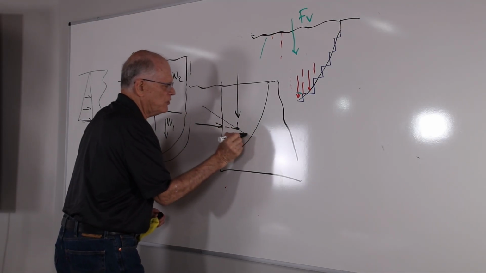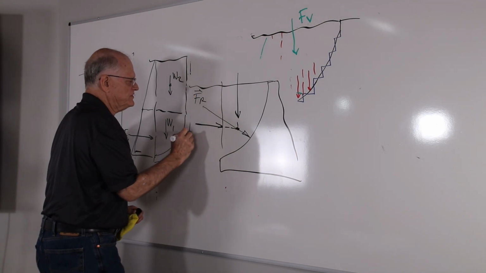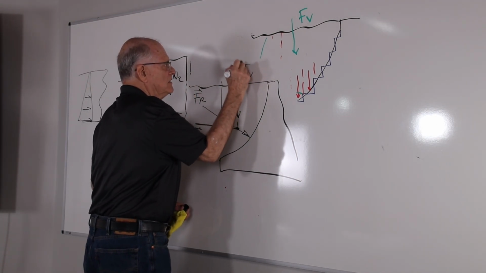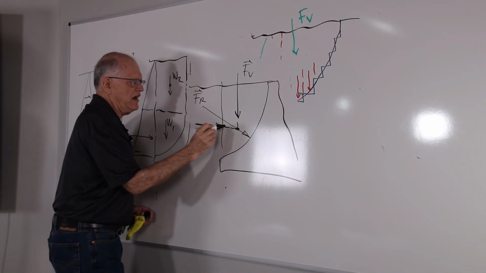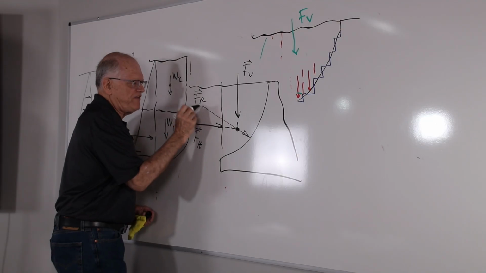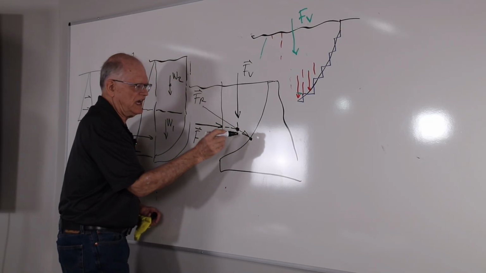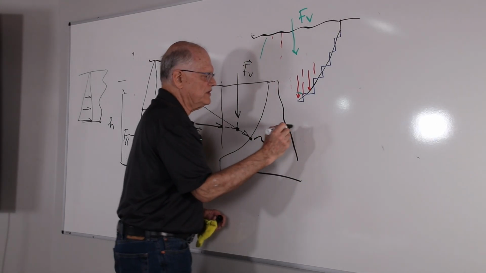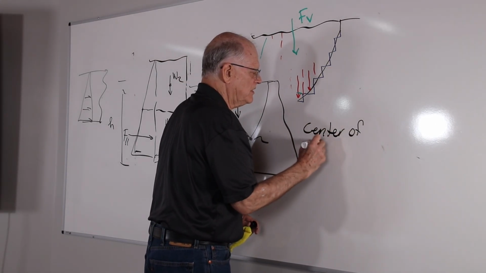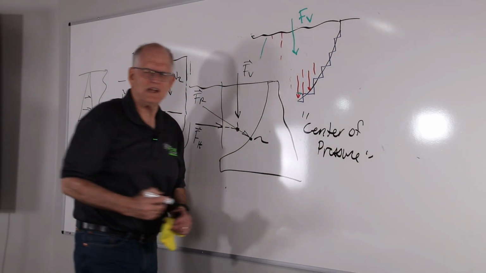And my actual resultant FR is the vector sum of the F horizontal plus the F vertical. The F horizontal and the F vertical intersect right here. My FR passes through that point, and this point where this FR touches the surface is called the center of pressure. It's an interesting term.